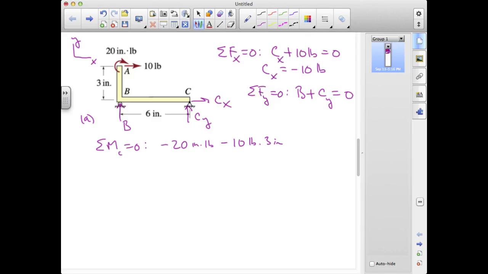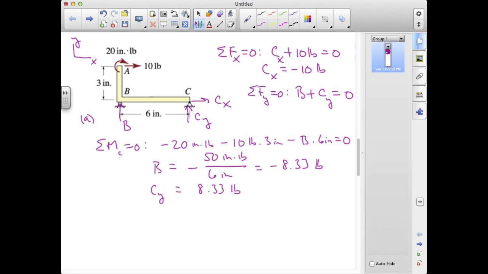We also have a clockwise contribution from B through a moment arm of 6 inches. So minus B times 6 inches equals 0. And if we rearrange that, we get that B is equal to, actually, minus 50 inch-pounds over 6 inches. So that's minus 8.33 pounds. And Cy then is equal to minus B, which is plus 8.33 pounds. So that tells us that Cy actually has the direction that's shown. It's going up. By is actually going in the other direction.